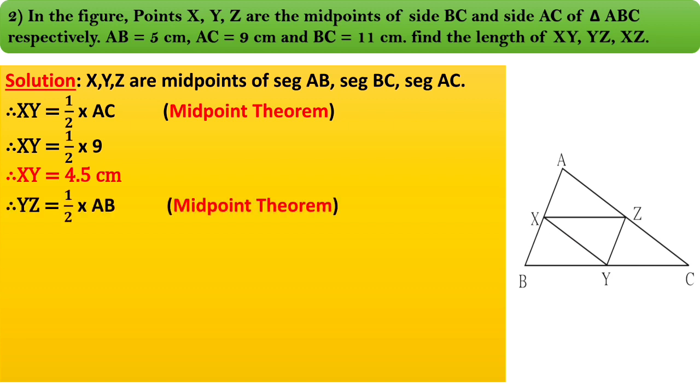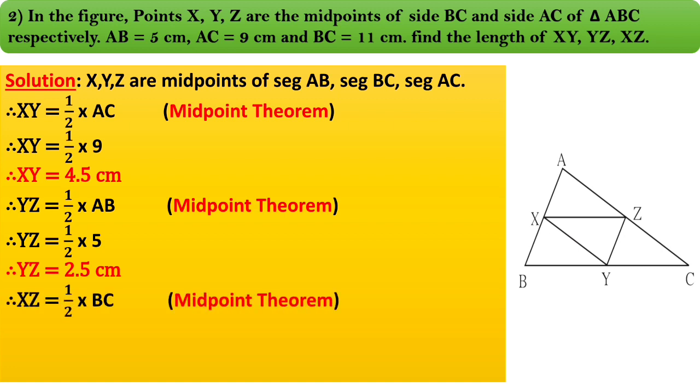Same way we will solve the other one. YZ will be half of side AB. By the midpoint theorem, AB value is given 5. So half of 5 is how much? 2.5 centimeter.